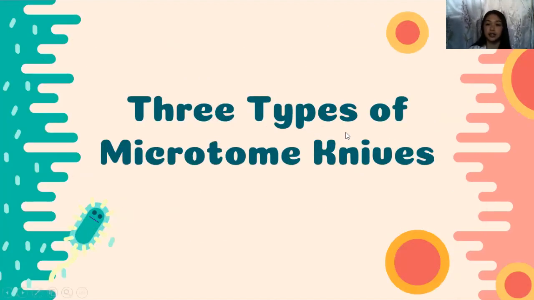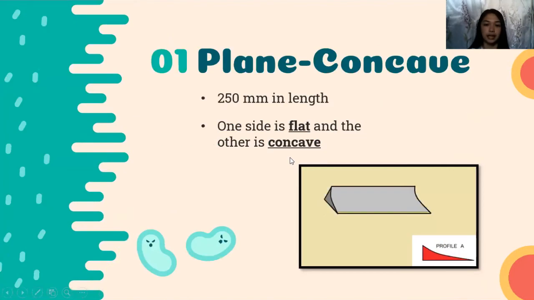Next, three types of microtome knives. Here are the three types of microtome knife. The first one is the plain concave. This is usually 250 millimeters in length, and one side is flat and the other is concave. That's why it's called plain concave.